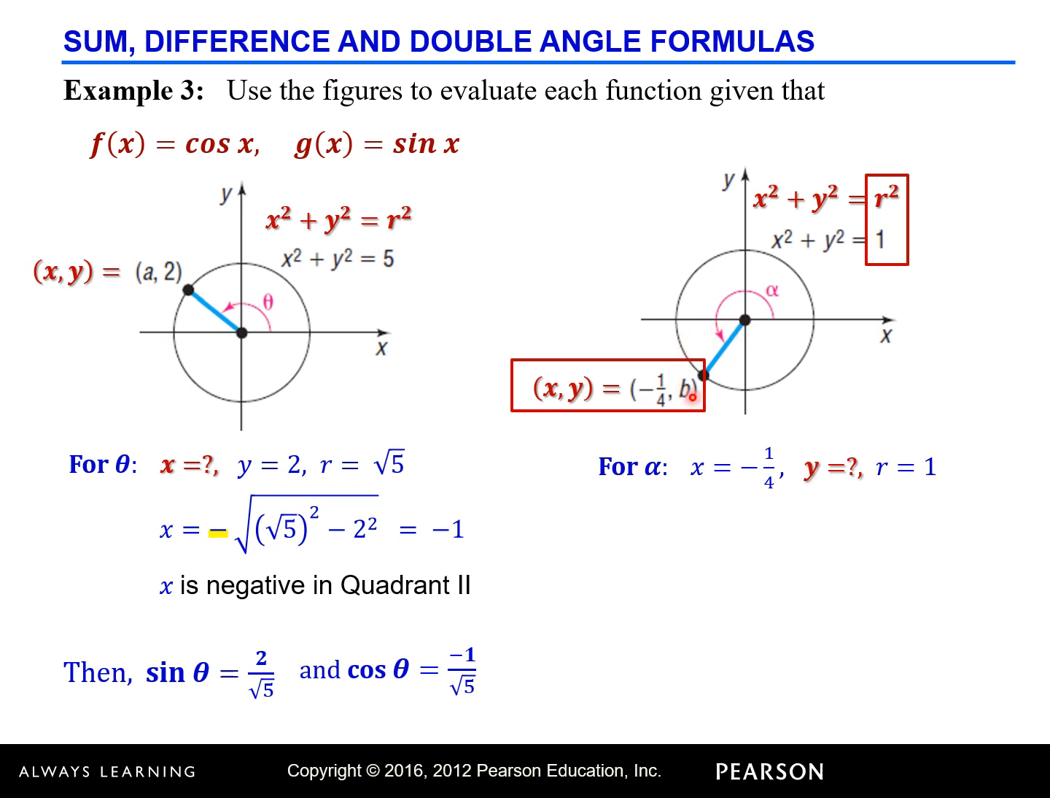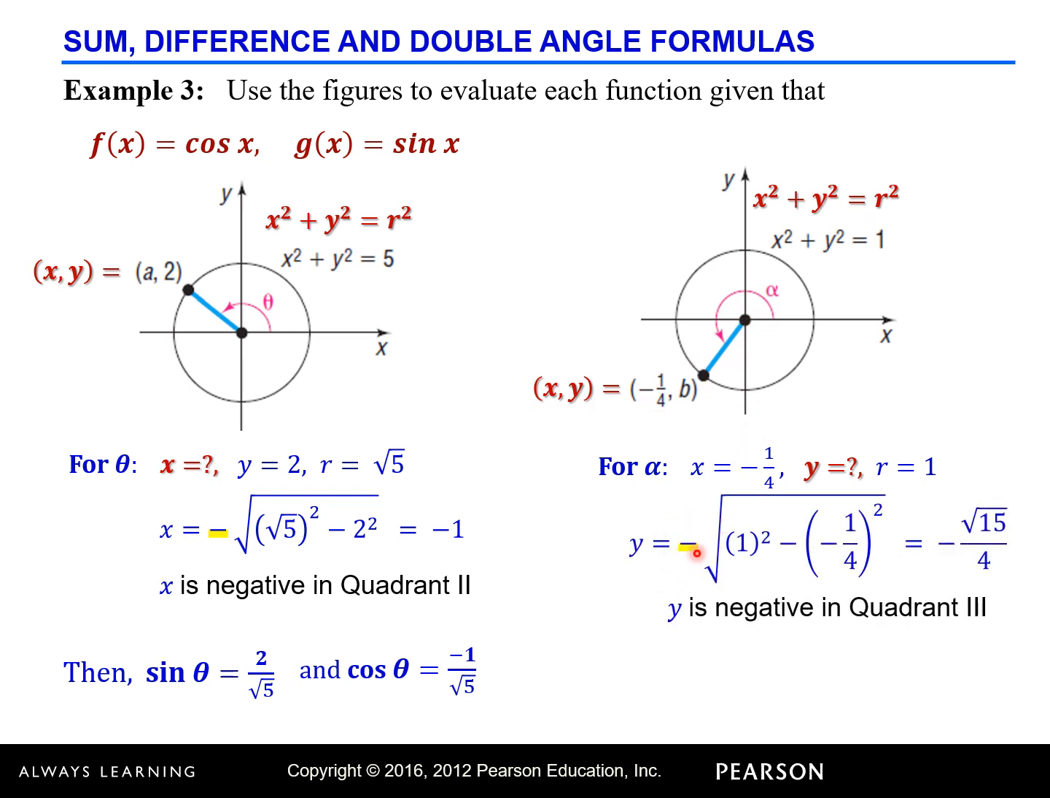So to find y, we have to check the alpha. The alpha is in quadrant 3, and we know that the y value is negative. So in the formula, we have to attach the negative again. So y is equal to negative square root of r squared minus x squared, which is equal to negative square root of 15 over 4. Take note that y is negative in quadrant 3.